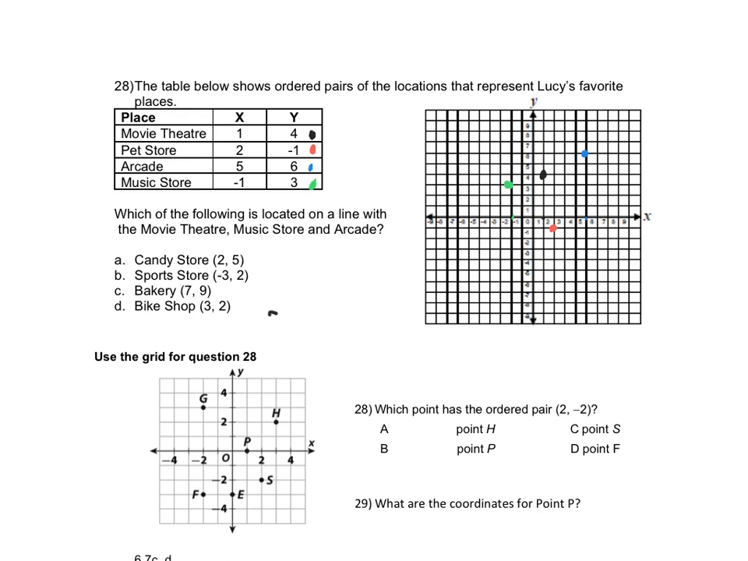And I make my line connecting them. Which of these here will fall on that line? So if I start at 2 and go up 5, I could see that doesn't work. That's not going to work. Sports store is negative 3 and then 2. That's pretty close. We'll see. Bakery, 7 and 9. 7, and then all the way up to 9, that's not going to work. And the bike shop is 3 and 2. That's not going to work. So it looks like the sports store is our answer.